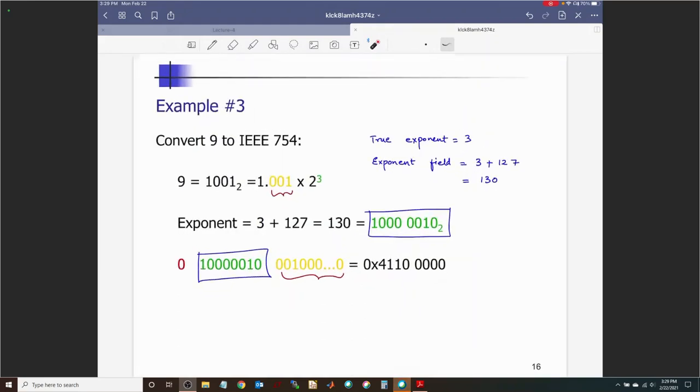Is this normalized or denormalized? Is this a normal or denormal? Normal, yes. And the way you know it's normal is because the exponent field is non-zero, right? So right away you can say that it is a normal. All right, questions about this example? Things are okay?